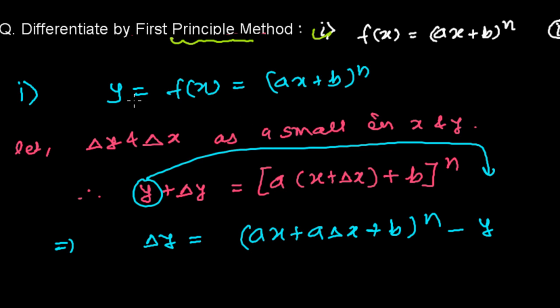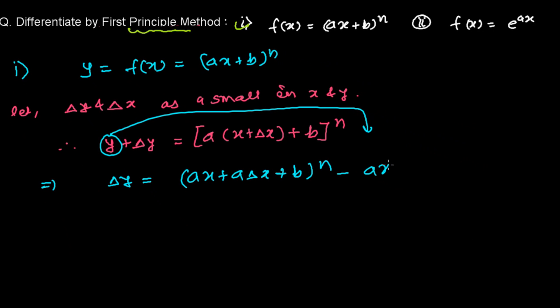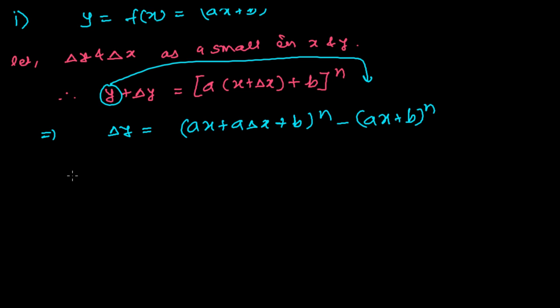But my dear friend, what is y? y is actually (ax plus b) to the power n. So why should I not write that directly, (ax plus b) to the power n. Now what can we do? As usual, let's first divide by delta x, and let's take the limit as delta x tends to 0.